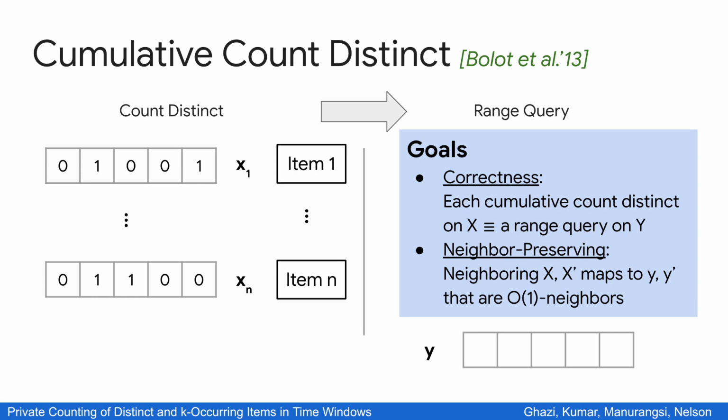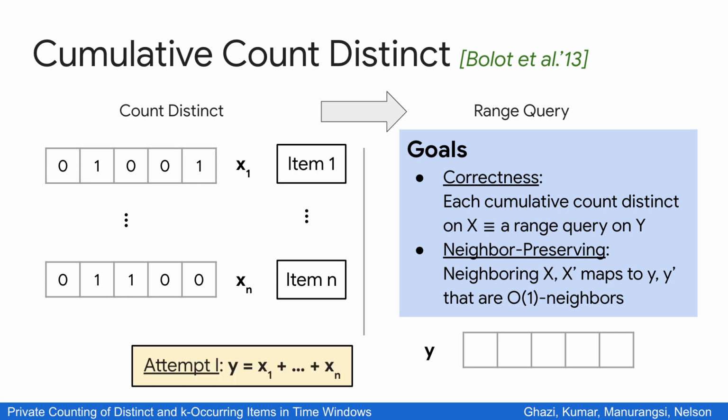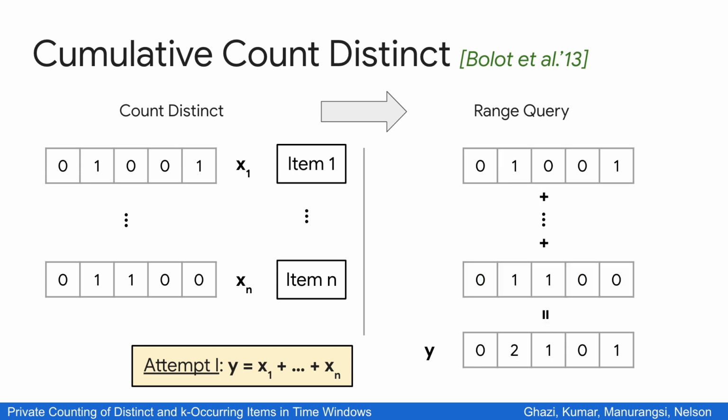Okay, so with this goal in mind, let us try to do this reduction. Perhaps the simplest attempt here is to let y be the sum of x1 to xn. So we just copy the x1 to xn over and sum them up and get y. This doesn't work, and some of you might have already noticed it. This is because there is a double counting problem.